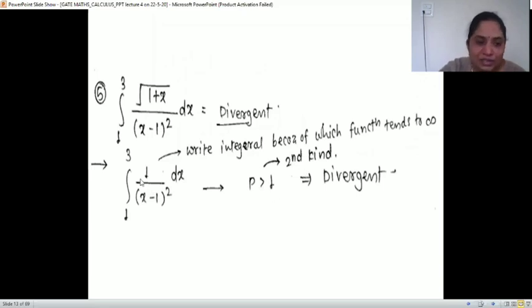But as it is second kind, if p is greater than 1, it is divergent. Getting it? It is not just x raised to p. It is x minus the lower limit raised to p. And in this case, if p is greater than 1, then it is divergent. Okay.